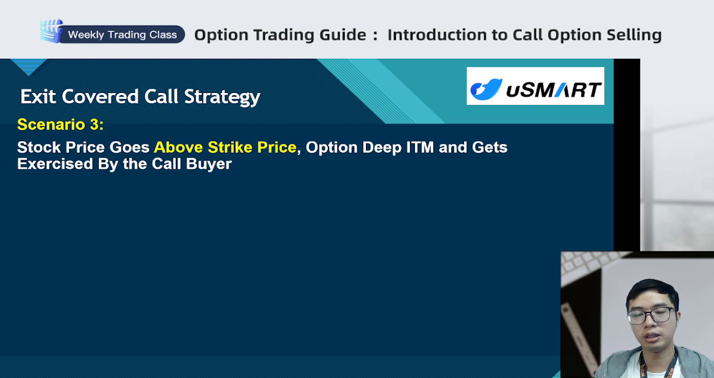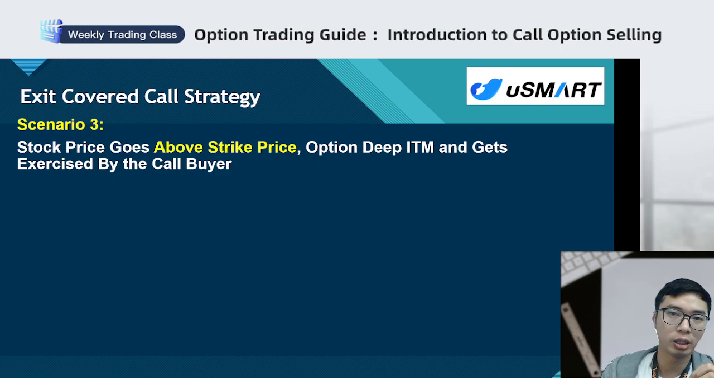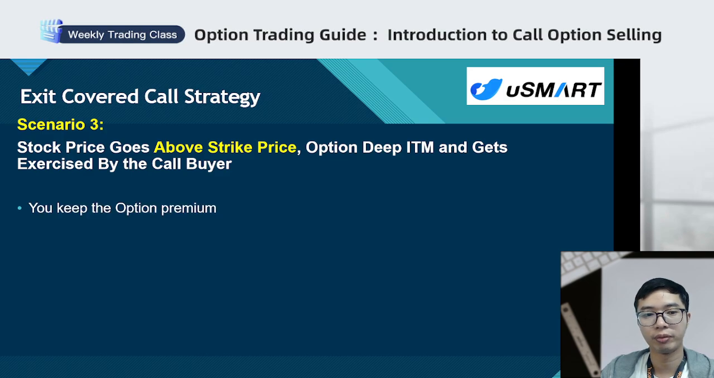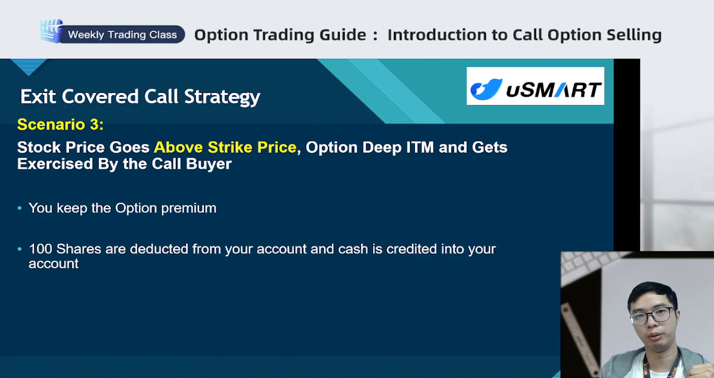And for scenario 3, when the price goes above the strike price, what it means by goes above the strike price is that it hit our TP, target profit. So the option is deep in the money and gets exercised by the call buyer. So when we sell this, we keep the premium. When we first started to sell the call, we already kept the premium.